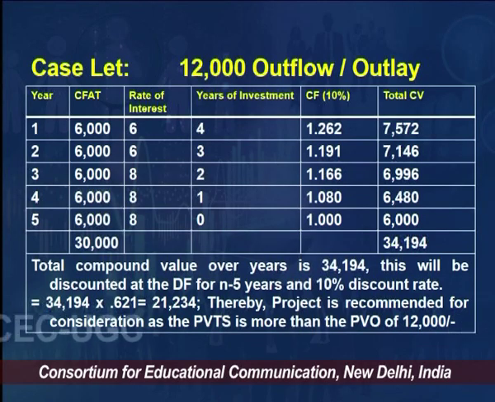This will be discounted at the discount factor for n year 5. So, n is 5 and the discount rate given in the case is 10%. So, the factor is 0.621. Where is it coming from? You can actually check it right away while listening to the lecture.